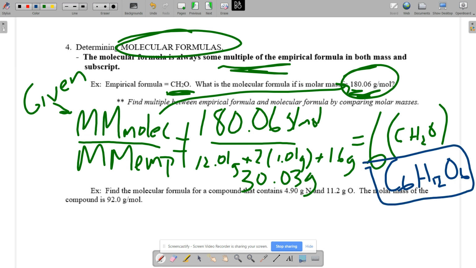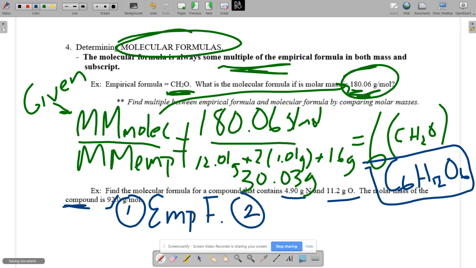So bottom line, I want you guys to go ahead and give it a try. It says find the molecular formula for a compound that contains 4.90 grams nitrogen, 11.2 grams O. The molar mass of the compound, so that would be the molecular, is 92. So folks, 2 big steps here. 1, I want you guys to follow the steps to determine the empirical formula. And then 2, once you get that, then I want you to do this new stuff here and figure out the formula for the molecular. So there you go.